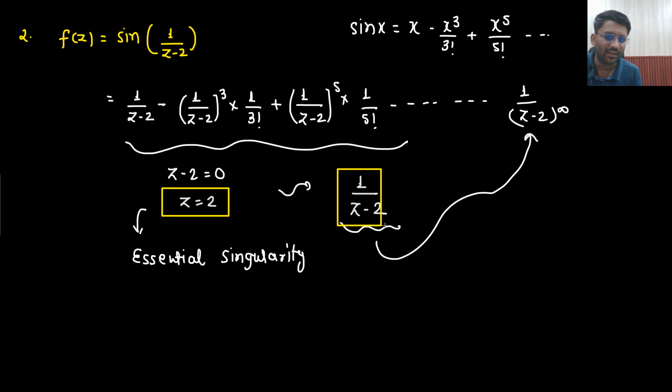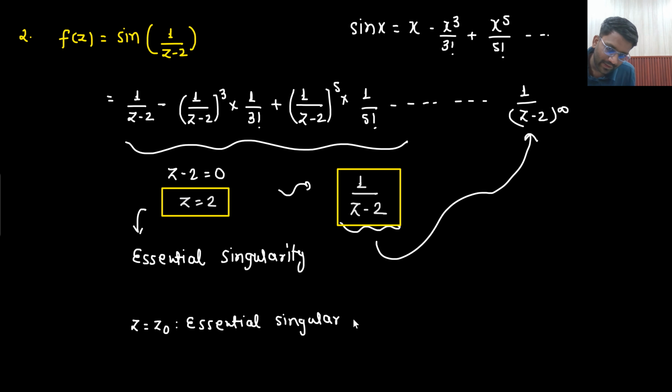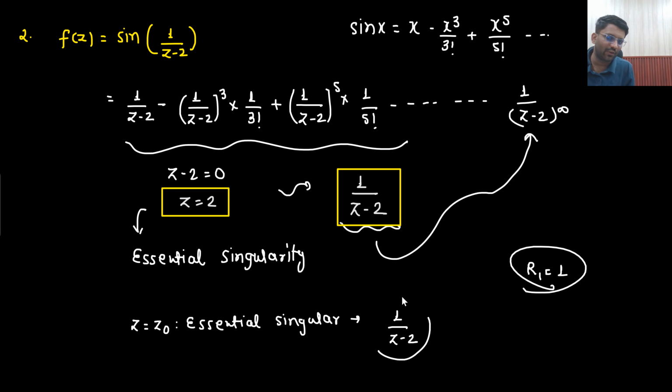And this factor is very important. When we study residues, this factor will become very important. 1 upon z minus 2. That means z equals to 2 is your essential singularity. So what is the coefficient of 1 upon z minus 2 you are getting here? The coefficient of 1 upon z minus 2 is 1 here, because 1 multiplies with 1 upon z minus 2. So the coefficient of 1 upon z minus 2 will be known as the residue at z equals to 2. What will be your residue at z equals to 2? That will be equal to 1. Why is that so? Because, sir, the coefficient of this is 1 only.